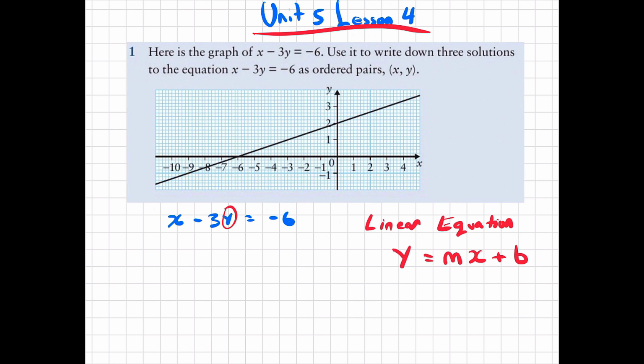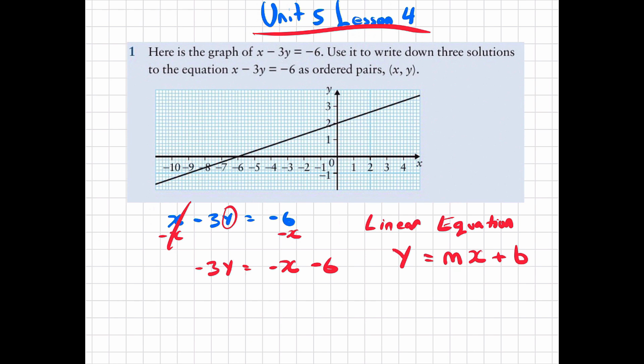Okay, so what am I going to do? Well, the first thing I'm going to do is get rid of this x by subtracting x from both sides. That cancels the x on the left side, leaving me with negative 3y equals negative x minus 6. Now, the reason I put the negative x first is that that's the format that we want. You can see on the equation y equals mx. So I want the x before the b. And the b is this constant right here. Currently it's negative 6.